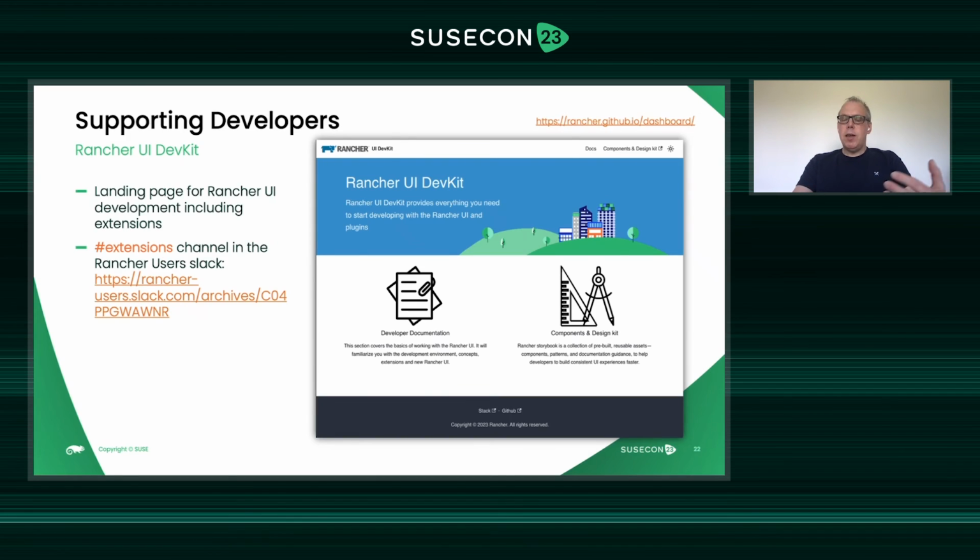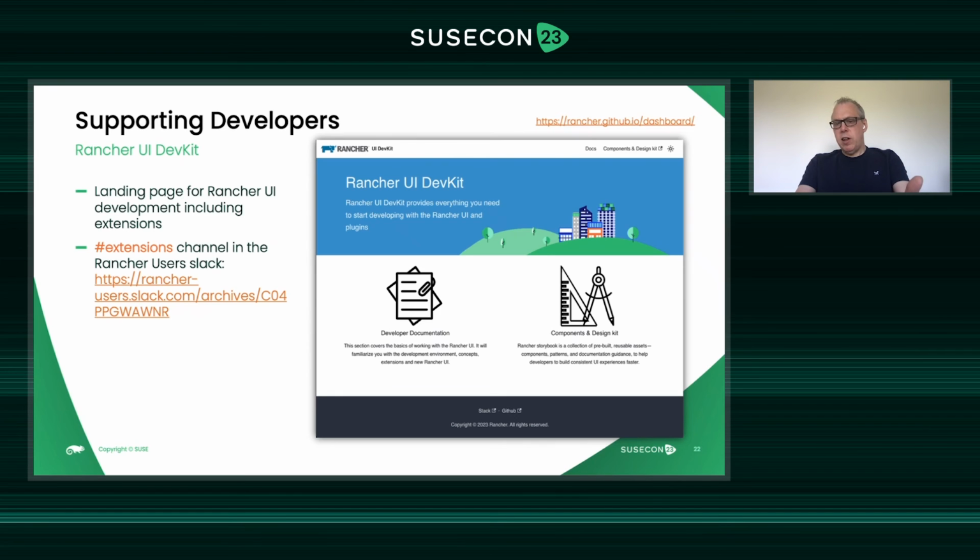So to that end, one of the key things is documentation. So we now have this kind of landing site where we have our documentation. There's really two aspects to this. There's the developer docs and the component style guide. I'll talk about this in a sec. Key thing also, we have an extensions channel on the Rancher user Slack. So if you're in the Rancher user Slack, look out for that. Please join that. If you have any questions about extensions, you can ask them there. The team are there, they should help you out.